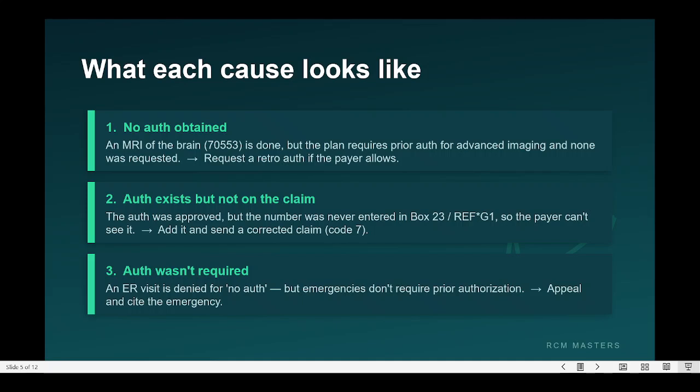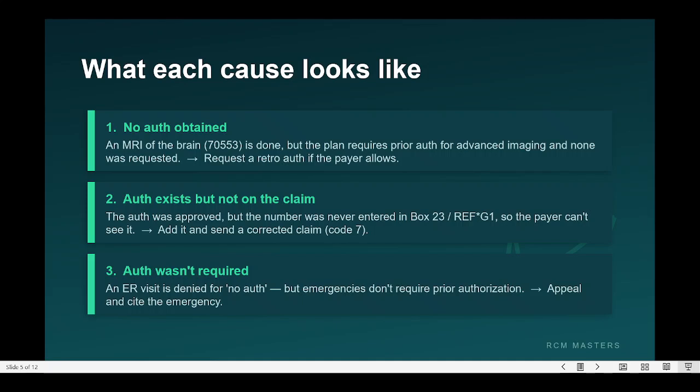Let's make those real. For no auth obtained, say an MRI of the brain, 70553, was performed, and that plan requires prior authorization for advanced imaging, but none was requested. That's a classic CO-197. If the payer allows it, your move is to request a retro authorization for that code.